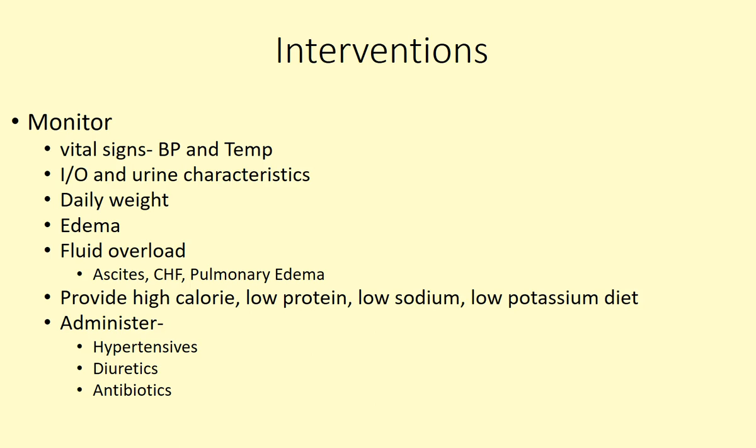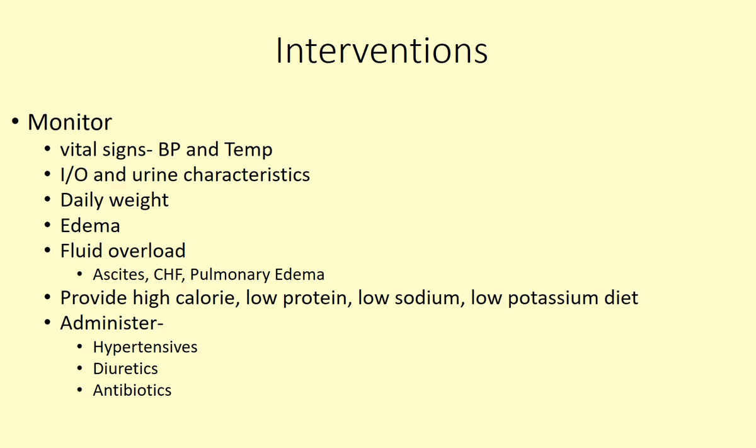Interventions for glomerulonephritis are going to be monitoring vital signs, especially blood pressure and temp, because of the fluid overload. You're going to do strict I's and O's, and also inspect the urine as far as characteristics. You're definitely going to do daily weights because of the fluid overload, which is also going to be edema. The overload is probably going to be contributed to by either ascites, congestive heart failure, or pulmonary edema.